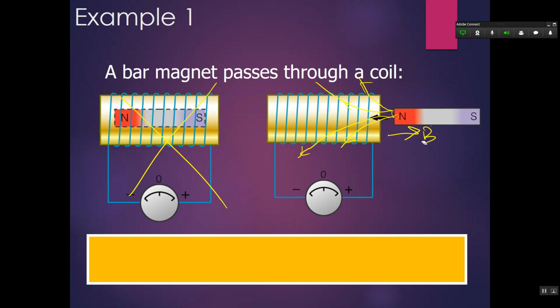Okay, so my B induced is going towards the right. That means I can use my right hand rule and figure out what direction my current is. So in the back, it's going to be upward, and the front is going to be downward. So my B induced is going to be like this.